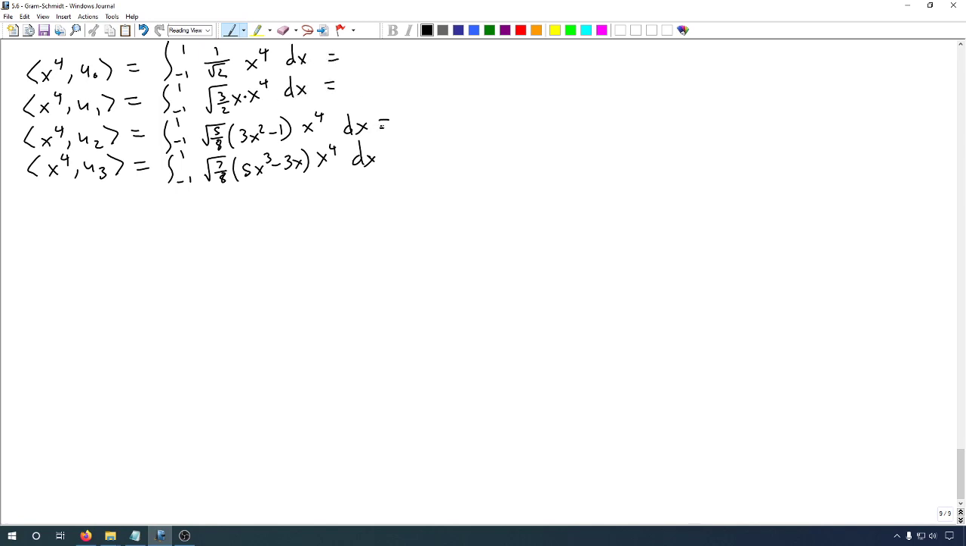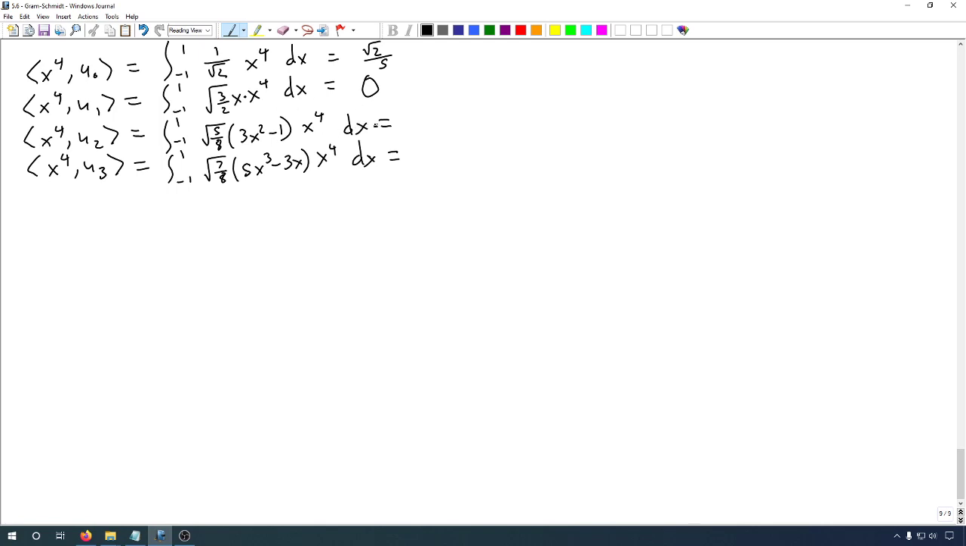And we get to work out what all these integrals are. So first things first, x to the 4th, that does give us something. We can integrate that, and we'll end up with the square root of 2 over 5. Here I rationalized it because we ended up with a 2 on top. Here we have x times x to the 4th. That's x to the 5th. That's an odd function, so we get a 0.